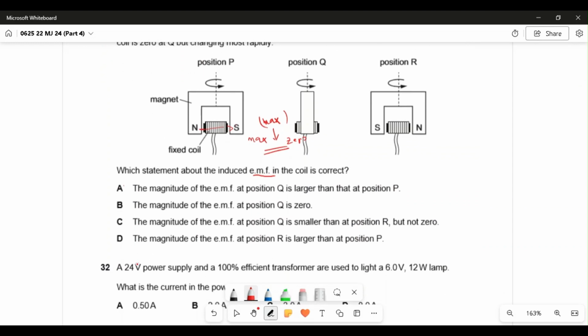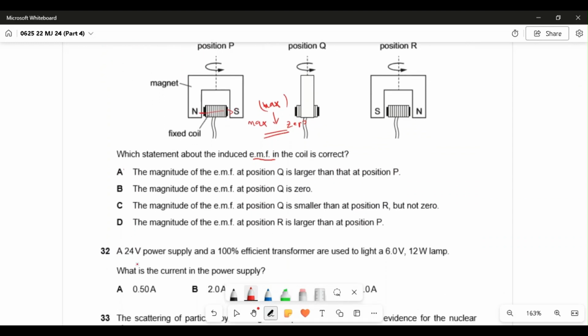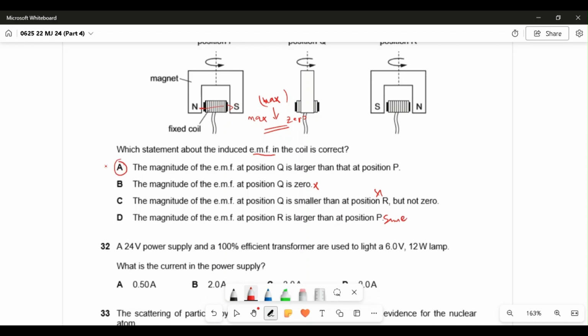The magnitude of the EMF at position Q is zero. It can never be zero because it has a maximum change in magnetic field. The magnitude at Q is smaller than R. No, it can't be, because it is the maximum change in flux. The magnitude of EMF at position R is larger than P. P and R will be the same. So option A is the right option.